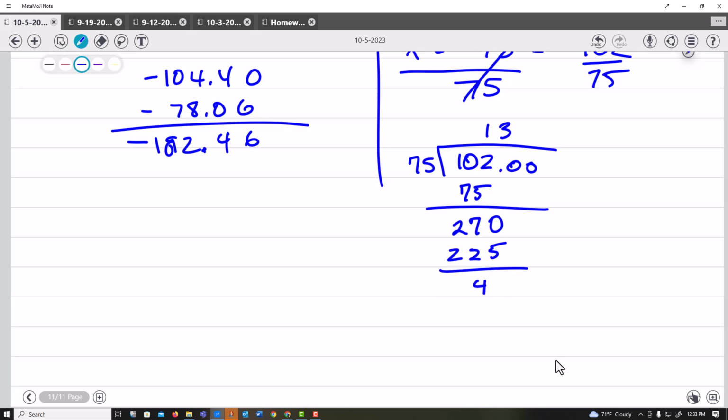Don't worry, it gets better. So I brought down that 0. Now I'm bringing down this 0, it's 450, and 75 will actually go into 450 exactly 6 times. If you multiply that out, you get 450. And so keeping my decimal right there, 1.36, but it asked in percent. So now I have to multiply this by 100, or I simply move the decimal 2 places to the right and get 136%.